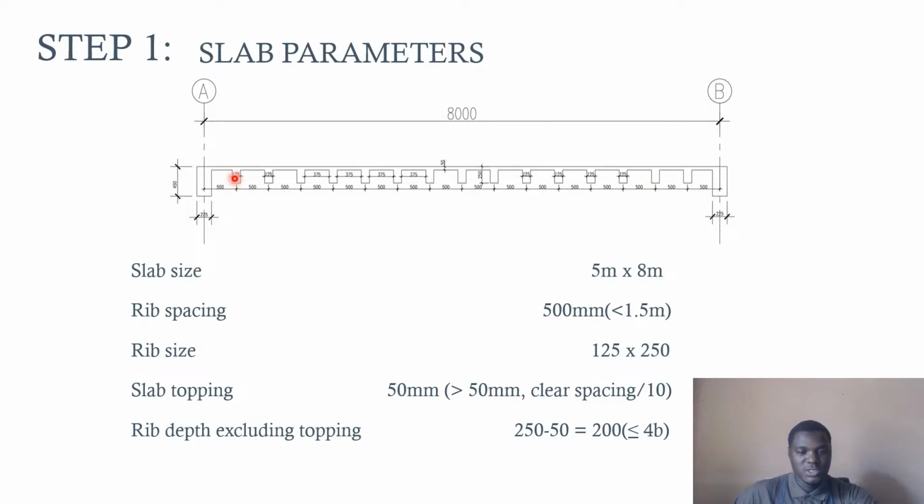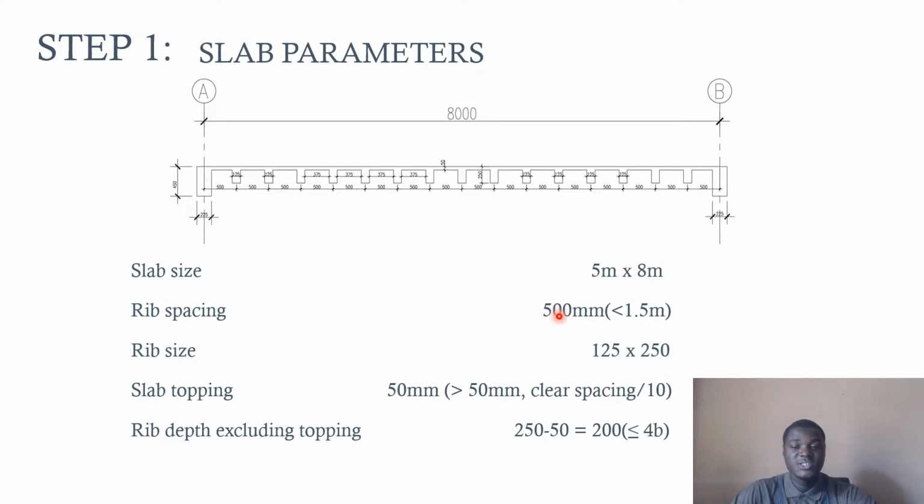So the slab we want to look at has this dimension. These are the dimensions of the slab. The slab size is 5 meters by 8 meters. The rib spacing is 500. Based on what we assume here, you can see it from the diagram, the rib spacing is 500 mm.